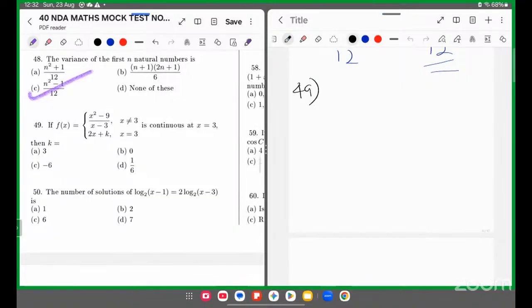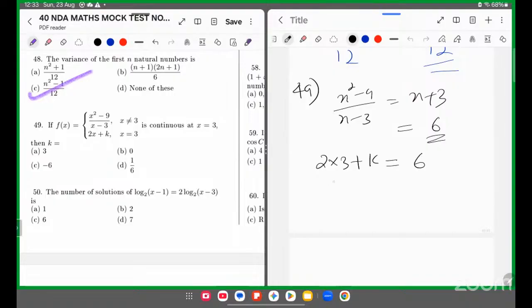It is given that it is continuous. Continuous means the limit should be equal to the value of the function at that point. So (x square minus 9) by (x minus 3) becomes x plus 3. So the limit will be 3 plus 3, 6. So 2 into 3 plus k is also equal to 6. 2 into 3, 6, plus k equal to 6. So k equal to 0. Question 49, option B is the correct answer.